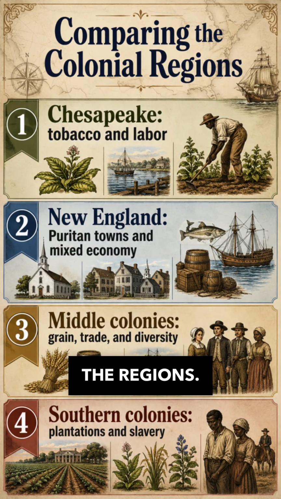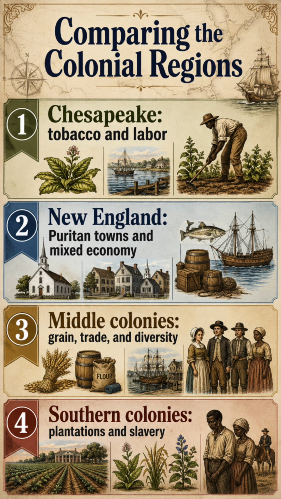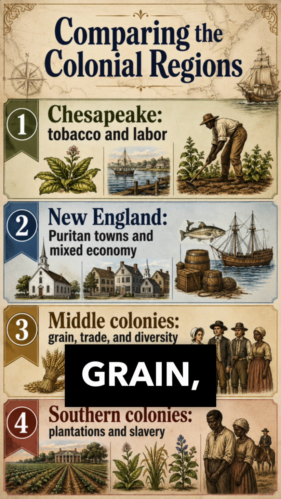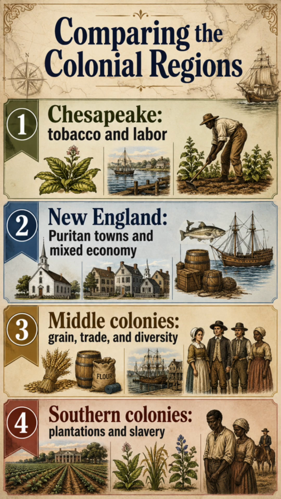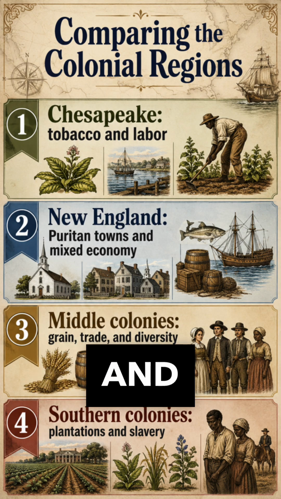Let's compare the regions. Chesapeake, tobacco and labor. New England, Puritan towns and mixed economy. Middle colonies, grain, trade, and diversity. Southern colonies, plantations and slavery.